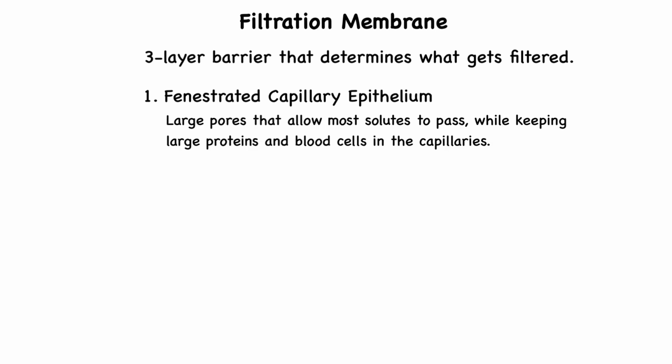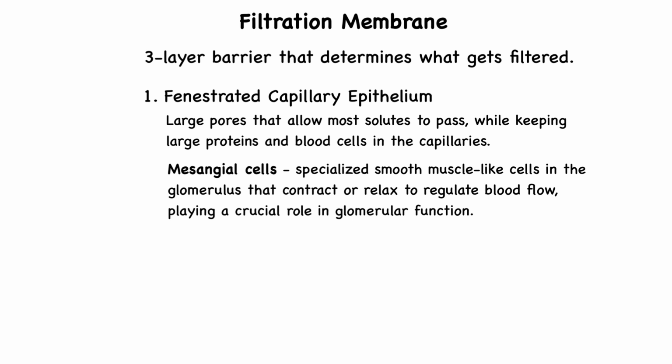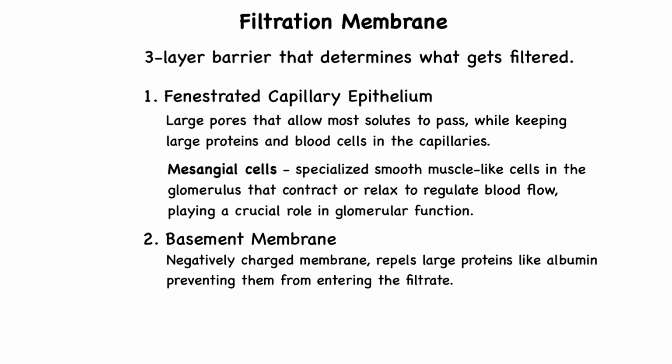Located between the capillaries of the glomerulus and between afferent and efferent arterioles are mesangial cells. These contractile cells can regulate blood flow by contracting or relaxing, playing a crucial role in maintaining glomerular function. And then we also have a basement membrane. This negatively charged layer repels large proteins like albumin to prevent them from entering the filtrate, but allows water and most solutes to pass through.